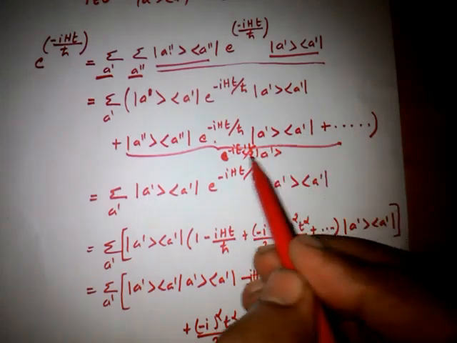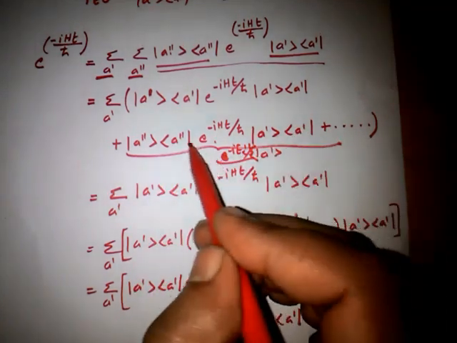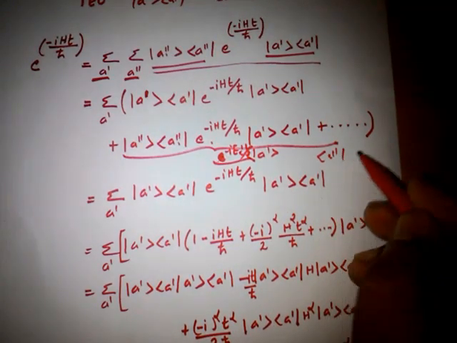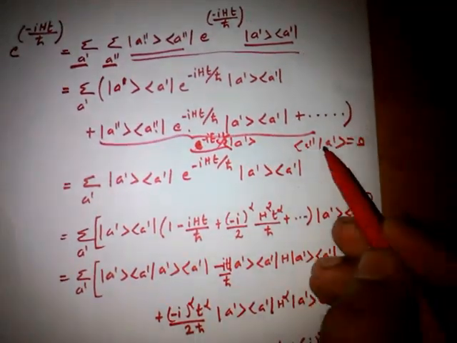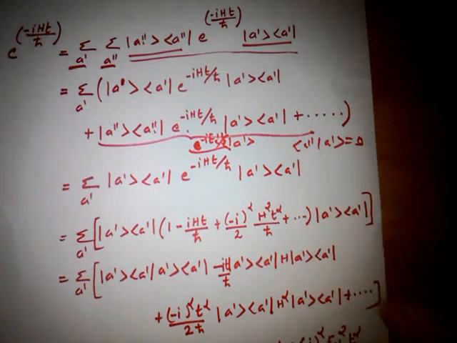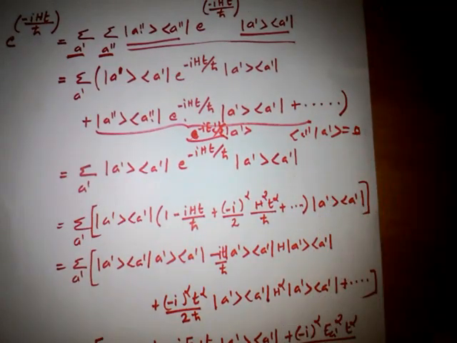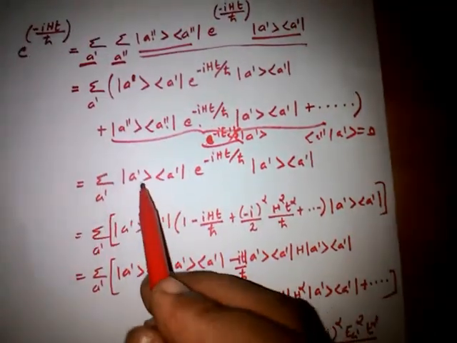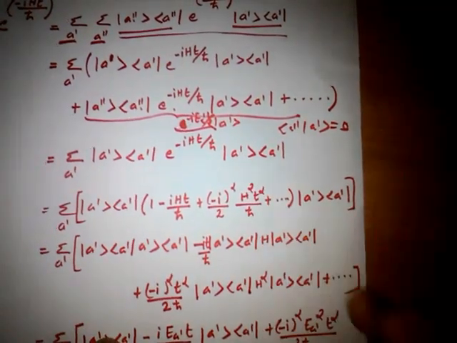So we can take this eigenvalue outside, and then we will get the inner product of a double dash and a dash. That inner product of a double dash and a dash equals 0, because a dash and a double dash are an orthonormal set of base kets. So that will give 0. So we need to consider only the first term, that is the sum of a dash, outer product of a dash, e raised to minus iHt divided by h cross, outer product of a dash.